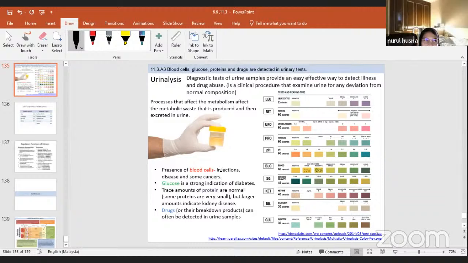Glomerulus. Yes, glomerulus. Right, glomerulus and Bowman capsule probably. But I think the best one will be glomerulus. Alright, and then glucose is a strong indication of diabetes.